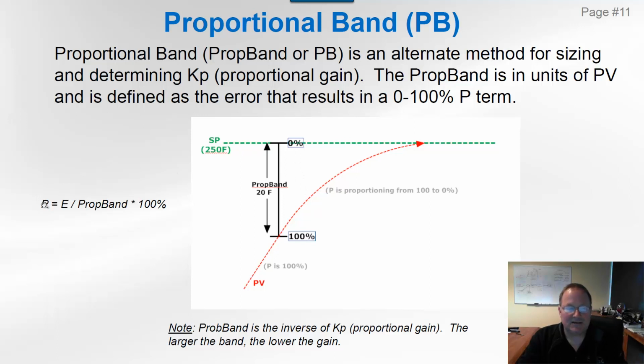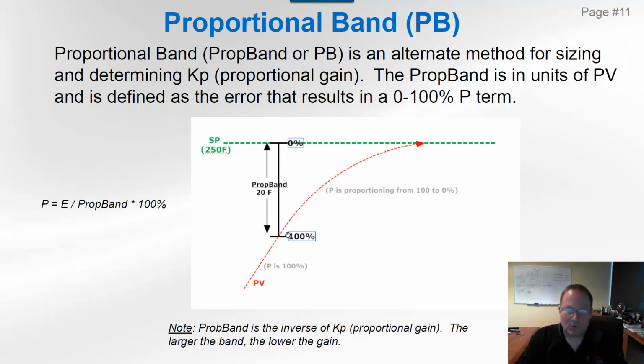Okay, and here's the calculation: P equals error divided by PropBand times 100%. Okay, so E is in degrees F in this case, proportional band is in degrees F. Those two units cancel each other and we end up with percentage. Okay, so with an error of 20 divided by a proportional band of 20, that's going to give me 100%. And with an error of 0 divided by a proportional band, it's going to be 0%.